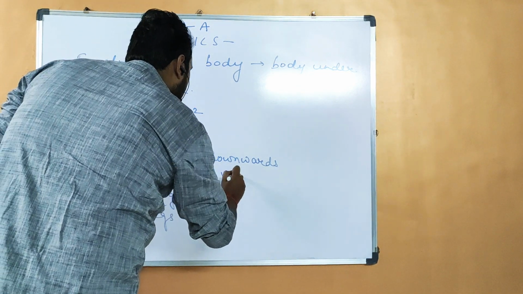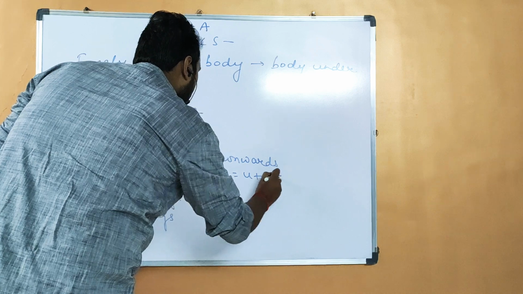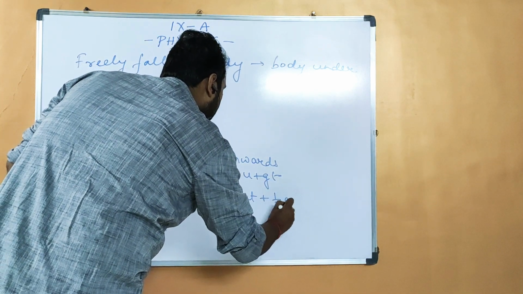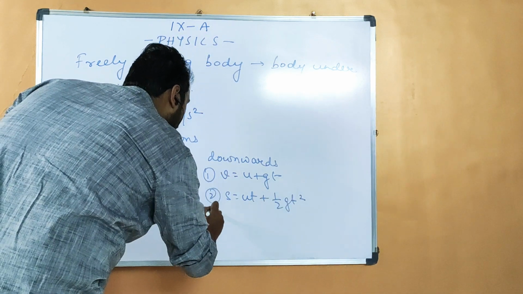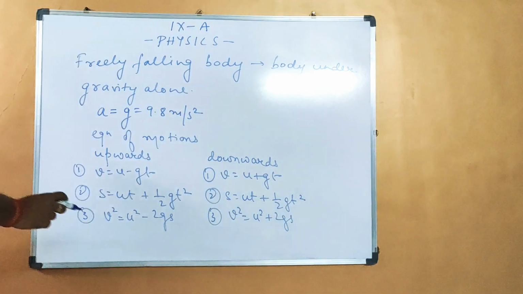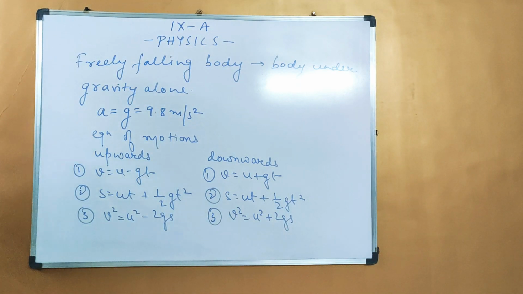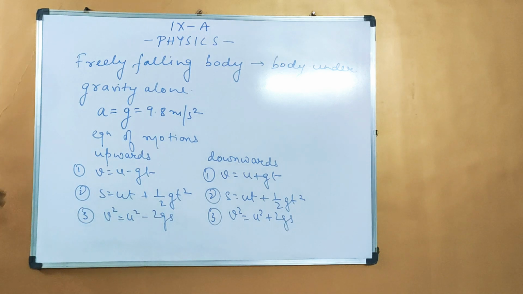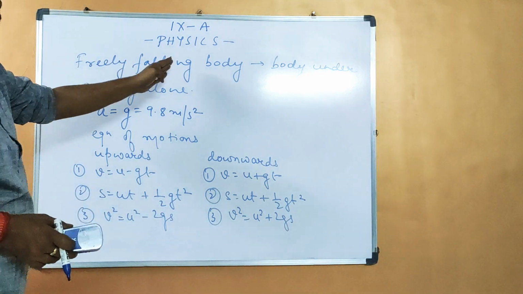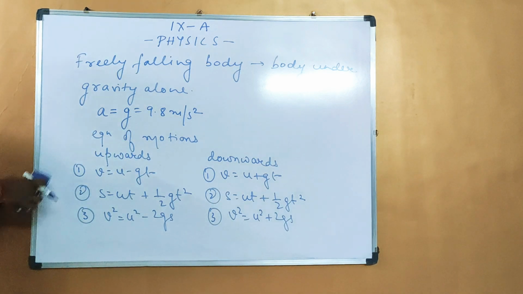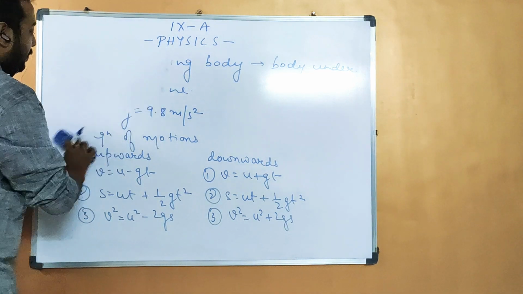For downwards, it was v = u + gt. Second one was s = ut + half gt square. And third one was v square = u square + 2gs. So this we have learned already in the previous class. We will move forward to the numerical portion. How could we solve the numerical portion in freely falling body using these equations? Just have a look.